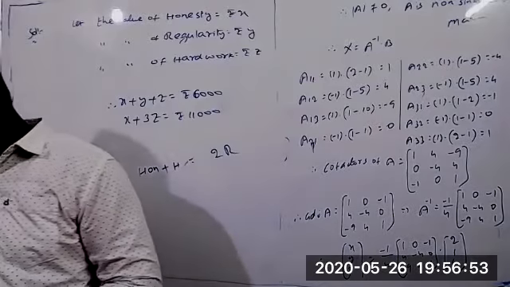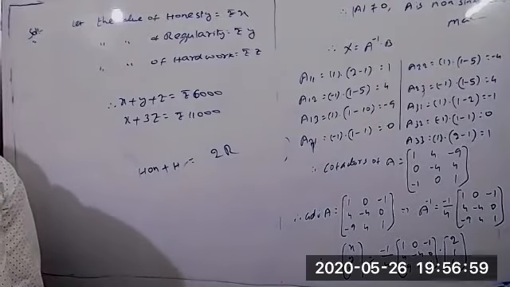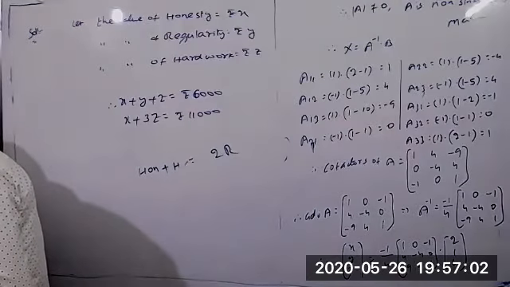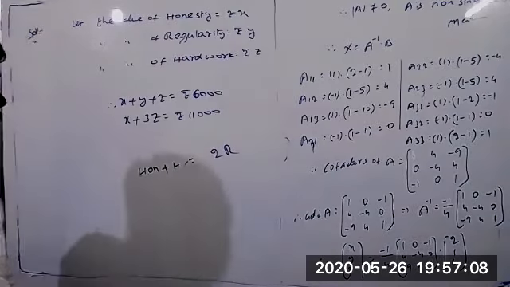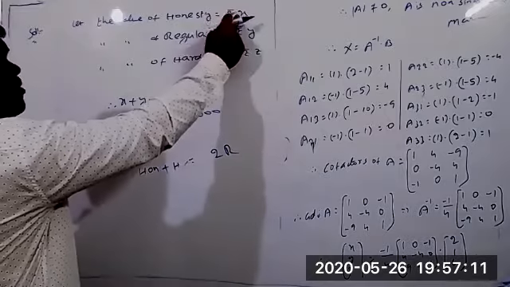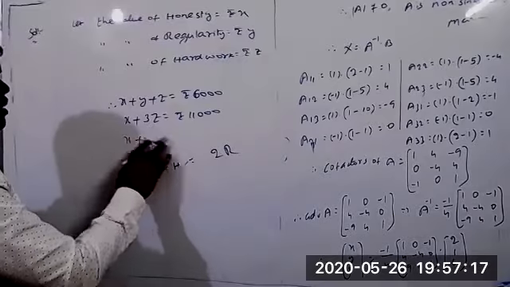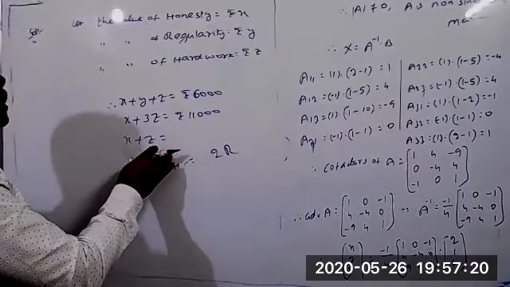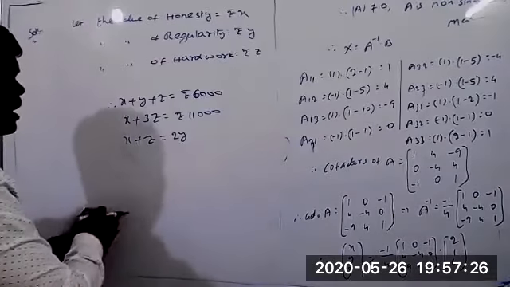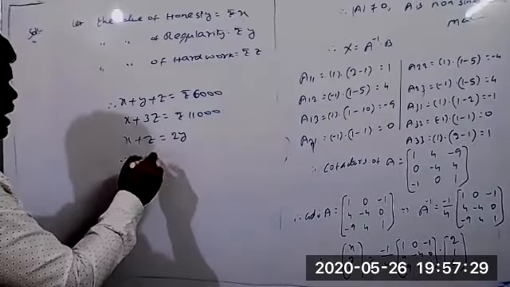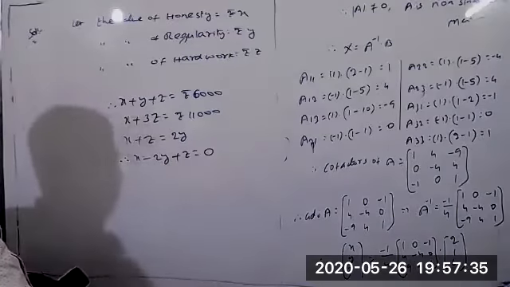And what about the third condition now? The award money given for honesty and hard work together is double the one given for regularity. That means the sum of honesty and hard work, x plus z, equal to twice the value of regularity, 2y. Writing 2y on this side, x minus 2y plus z equal to 0.